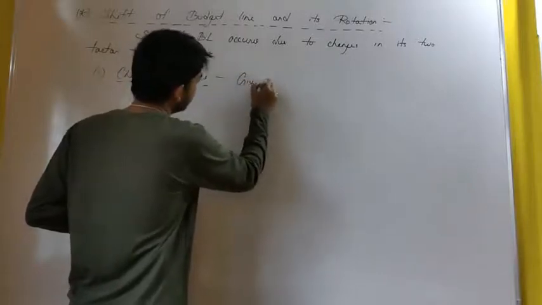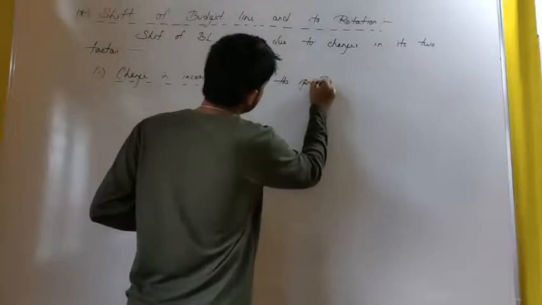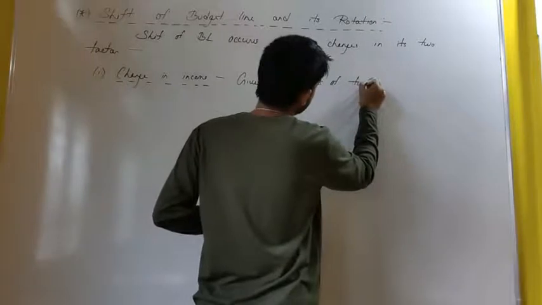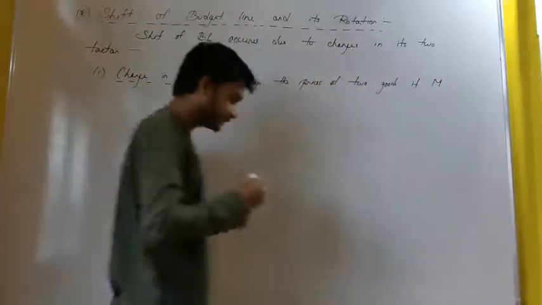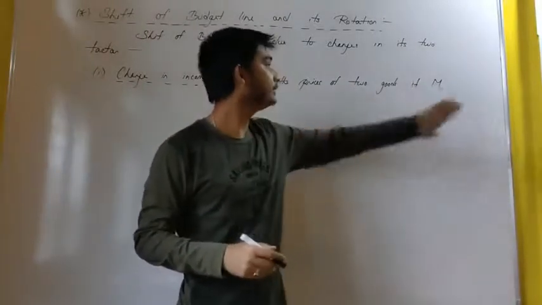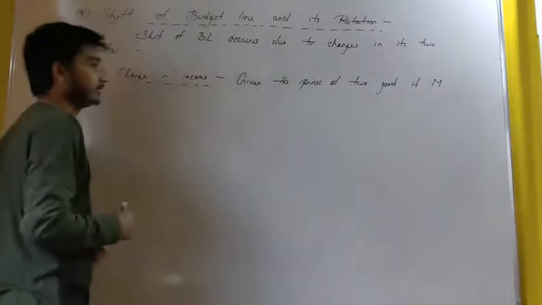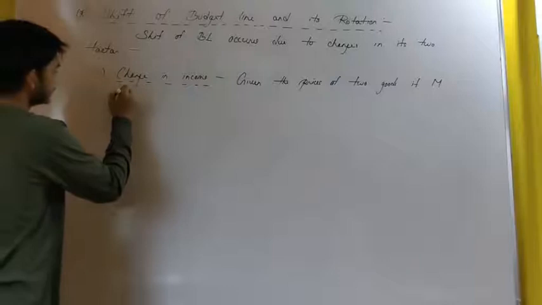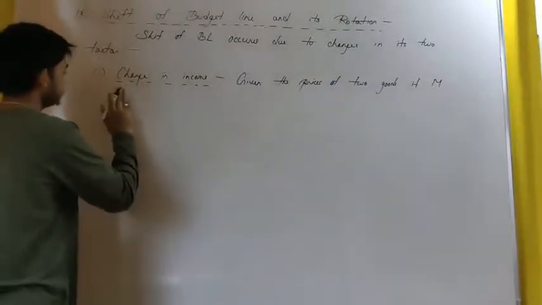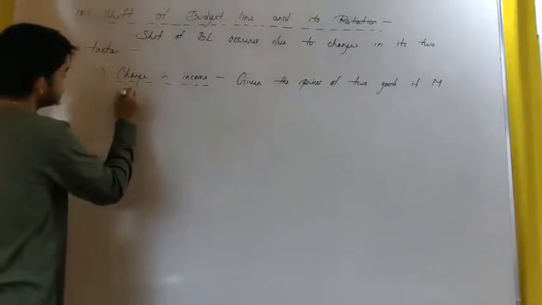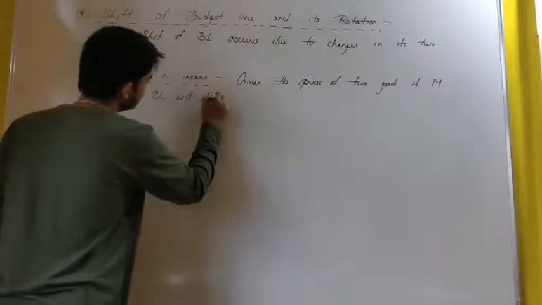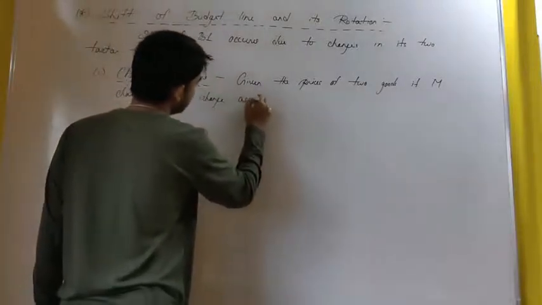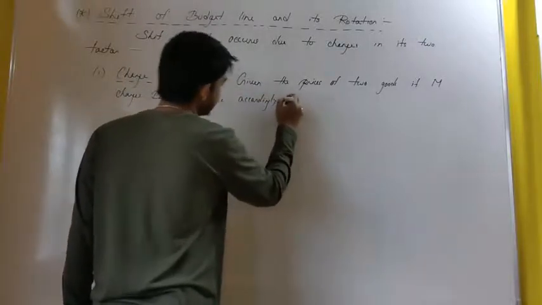Before that, I am here writing: given the prices of two goods, if income of the consumer, I'm just writing here M in short, but you people please write it in full, income of the consumer, changes, budget line will change accordingly.